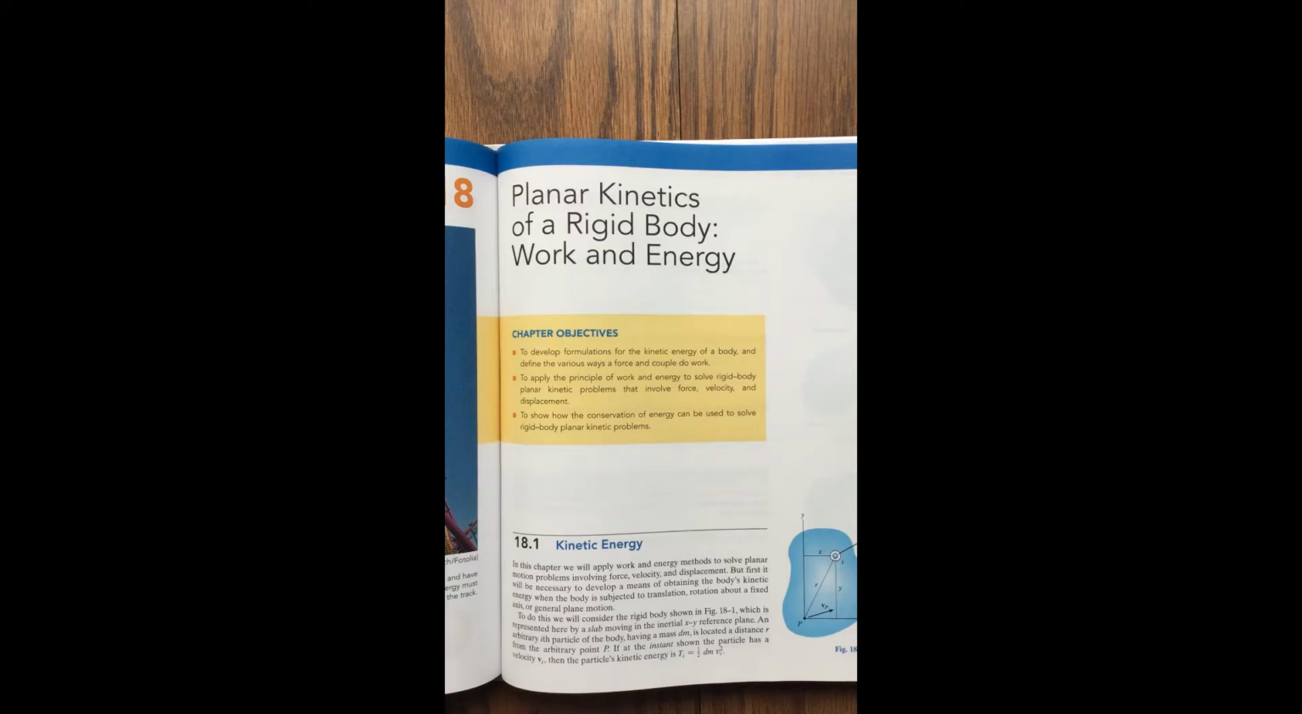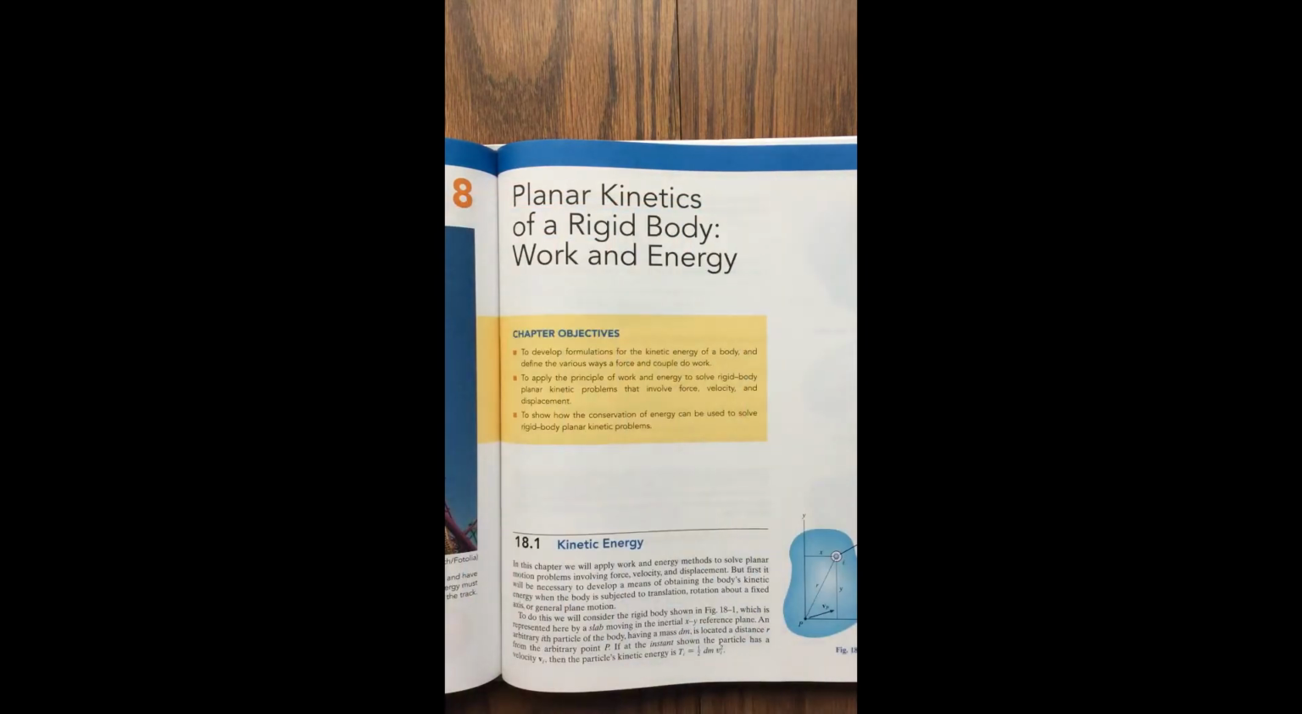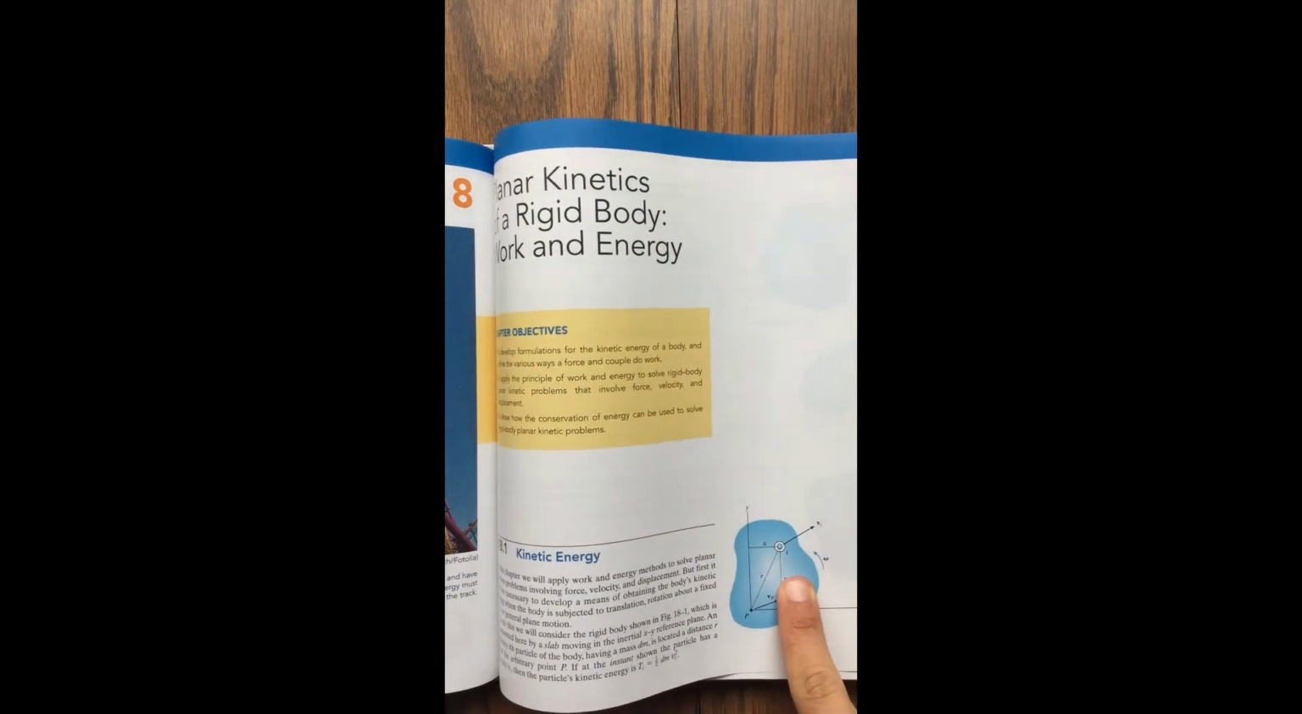This is an introduction to Chapter 18, going from Section 18.1 through 18.4. In Chapter 18, we are looking at work and energy for a rigid body. Back in Chapter 14, we looked at work and energy for a point particle, where kinetic energy was 1/2 times mass times velocity squared. Now we have a rigid body which can rotate.